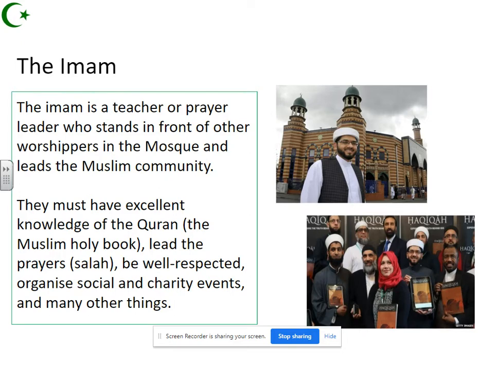In the mosque, they will have an imam. An imam is a teacher or prayer leader who stands in front of other worshippers in the mosque and leads the Muslim community. Now, to be an imam, you must have excellent knowledge of the Quran, which is the Muslim holy book. You must lead the prayers or salah. You must also be well respected and organise social and charity events and many other things.